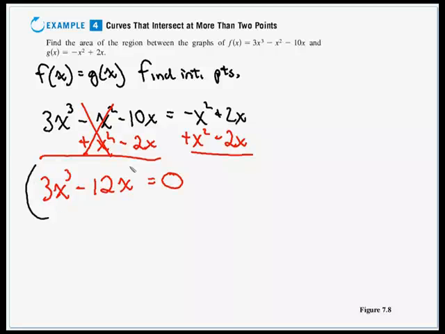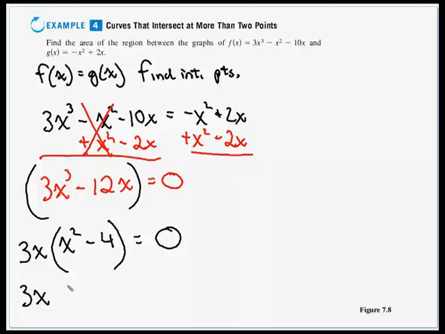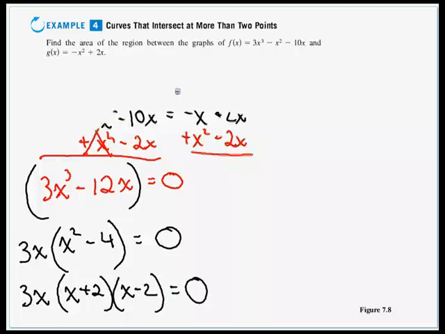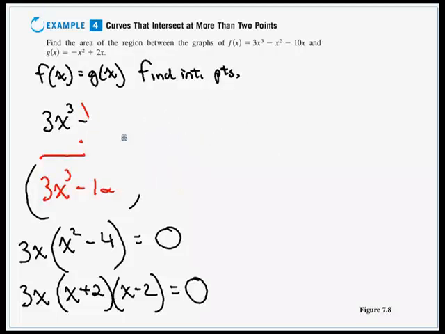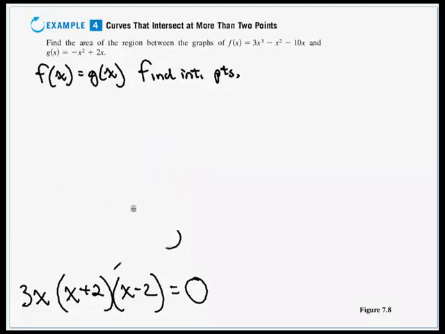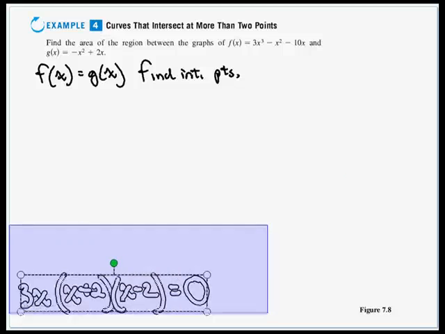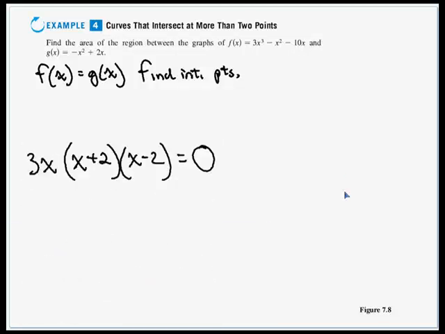So from the left here, what can we factor out? Well, we can pull out a 3, and we can pull out an x, and then what are we left with? X squared minus 4, and that's equal to 0. And x squared minus 4 is a difference of squares, so we can factor that into an x plus 2 and an x minus 2. And then we let each of those 3 factors be equal to 0.